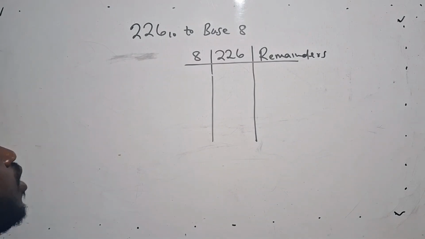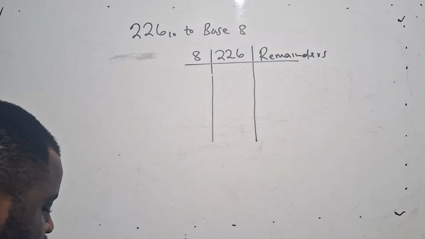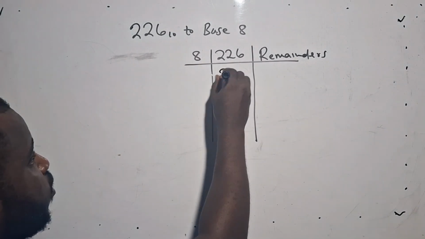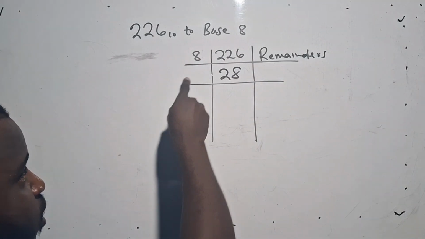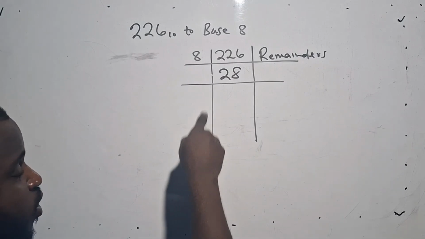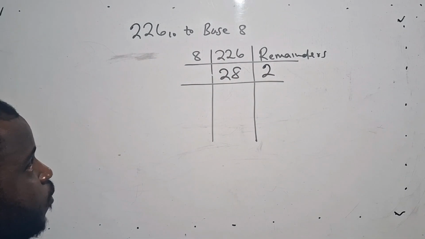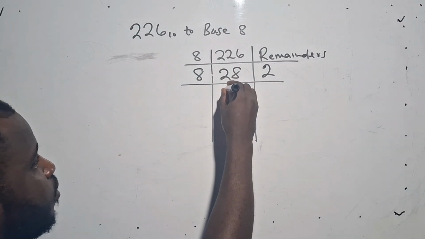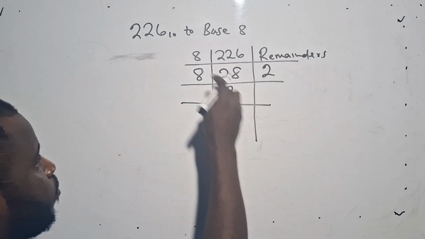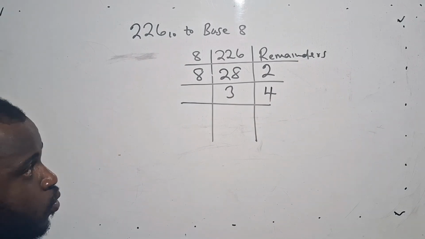Now 8 can divide 226 how many times? By the help of my calculator, 226 divided by 8 is going to give me 28. Then I'll multiply 8 by 28, which will give me 224. And what's the difference between 224 and 226? The remainder is 2, and that is written here. Now 8 can also divide 28 how many times? 3. 3 times 8 is 24. So it means I'm going to have remainder 4.